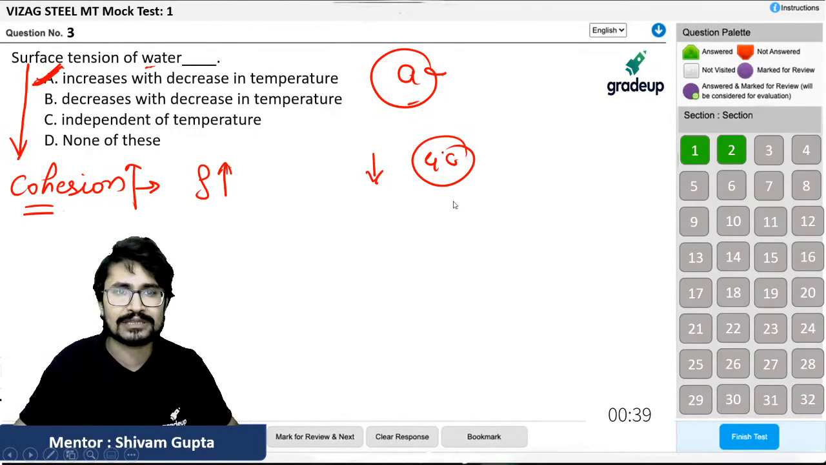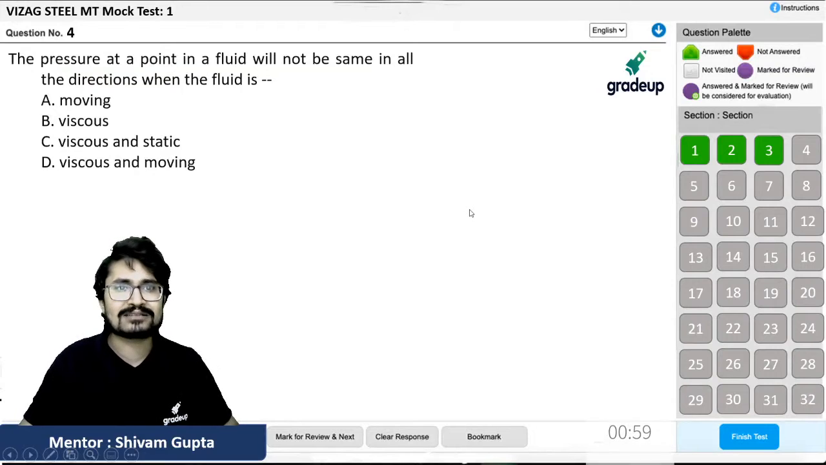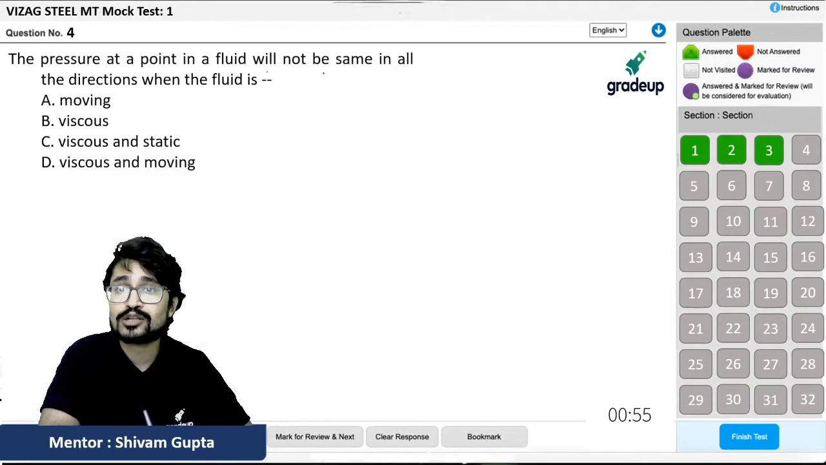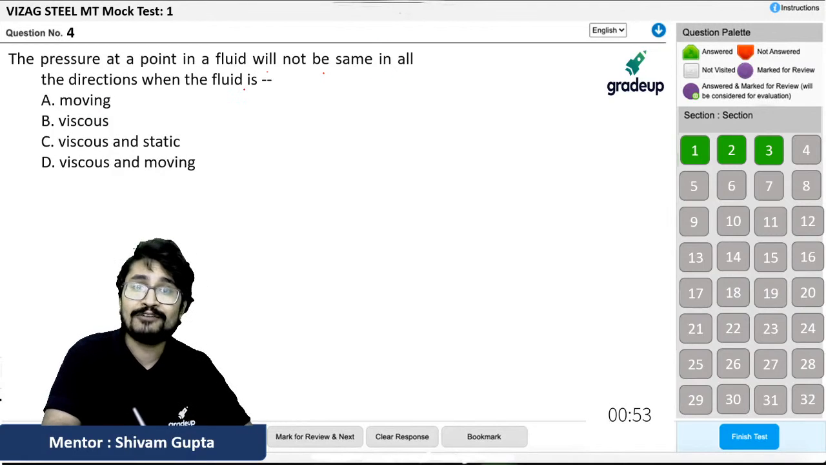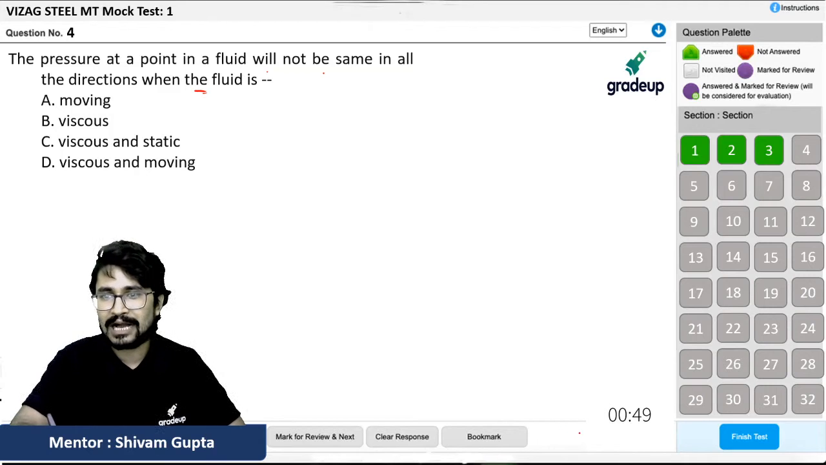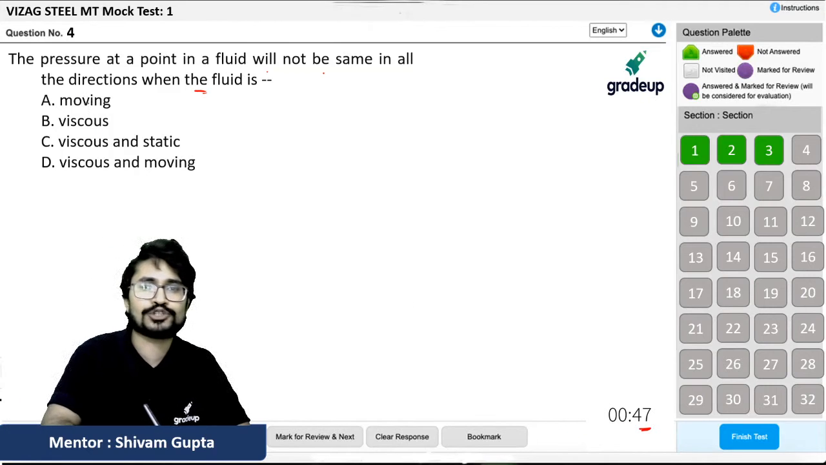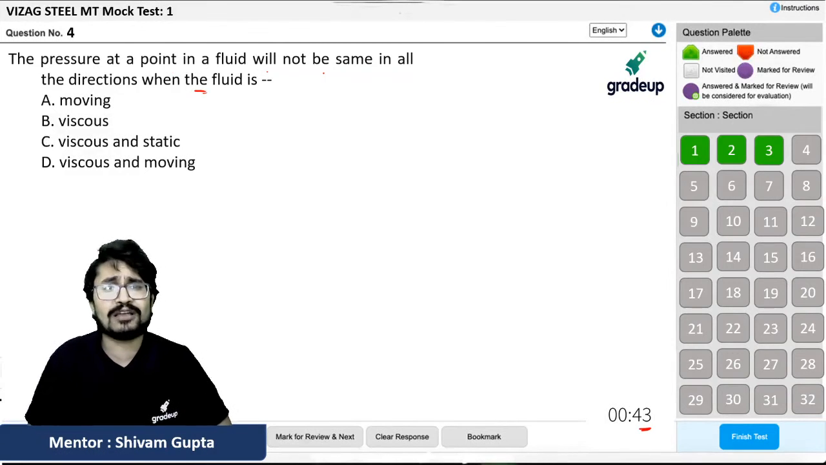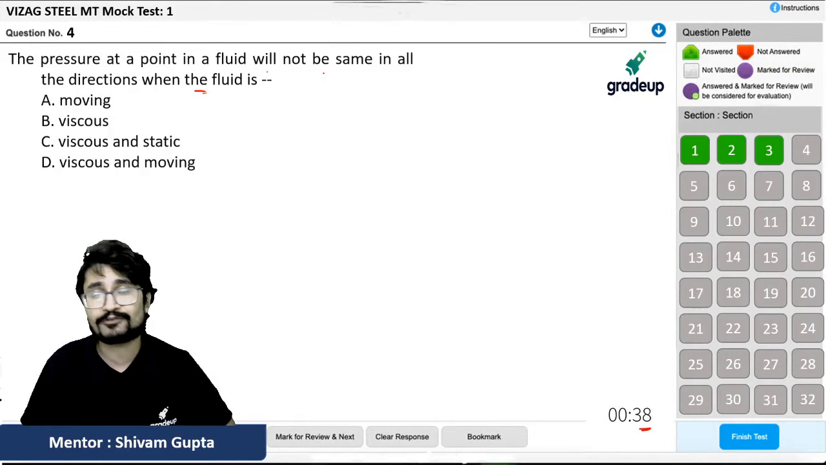Coming to the next question on your screen. The question says that the pressure at a point in a fluid will not be the same in all directions when the fluid is. Wow, what a question. You have 48 seconds for this question. The pressure at a point in a fluid will not be the same in all directions when the fluid is moving. Fluid is viscous and static, or viscous and moving.